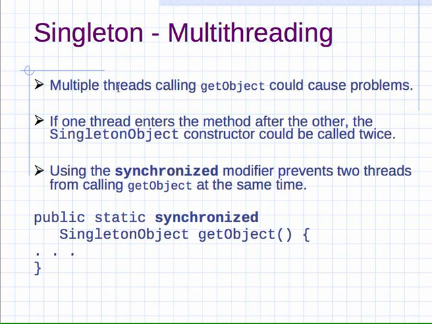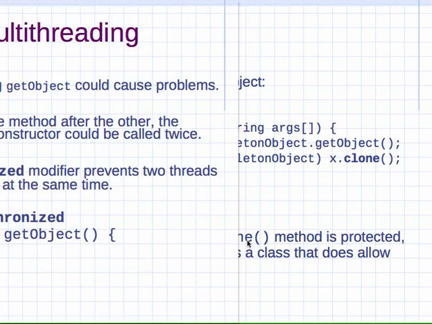So multiple threads calling this getObject method could cause problems. If one thread enters the method after another, a Singleton object constructor could be called twice. That's a problem. How can we fix this? We use the synchronized modifier to prevent two threads from calling getObject at the same time. All you have to do is add the synchronized modifier to the getObject method, and now only one thread will be able to execute this method at a time.